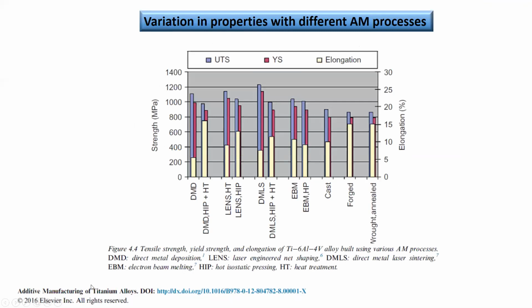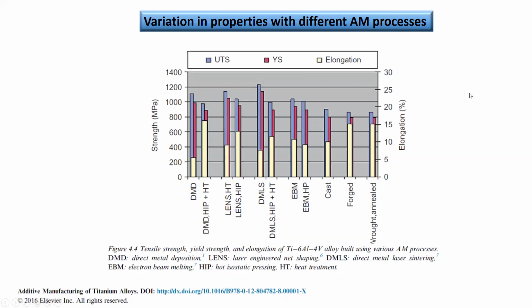This particular paper shows how the properties, particularly the strength, ultimate tensile strength, and ductility, elongation to failure, vary for the different kinds of processing techniques. This includes the conventional techniques like cast, forged, annealed, etc., and the different kinds of additive manufacturing techniques also. All these properties are very nicely compared, from which we can have an idea of which technique to be used for any particular application.